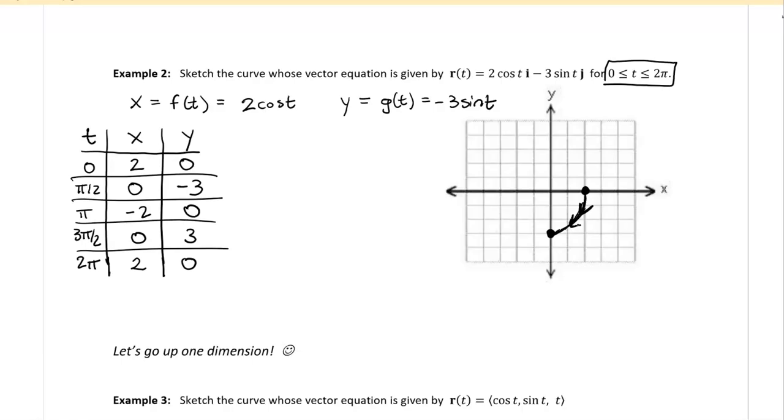The next point we go to is negative 2, 0. And you might be able to start seeing the shape being formed here. Don't forget your direction that we're going to mark for our path. After that, it's going to move up to 0, 3.